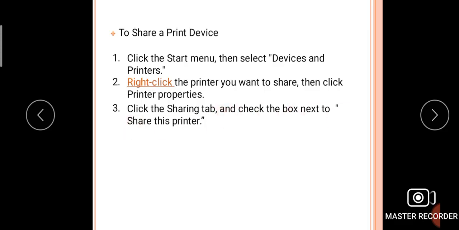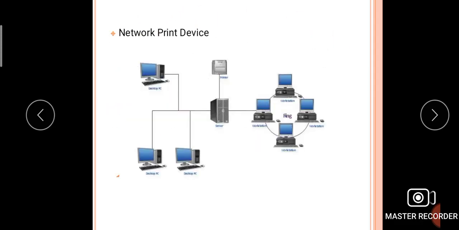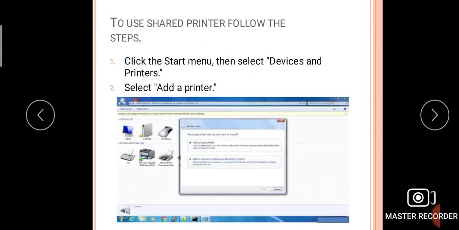Now let's perform all these steps for sharing a print device with our practical demonstration. So this is our network of print devices. Here is our desktop PC, here is our configuration PC, and here is our server with printer. So next, to use the printer, follow the steps.